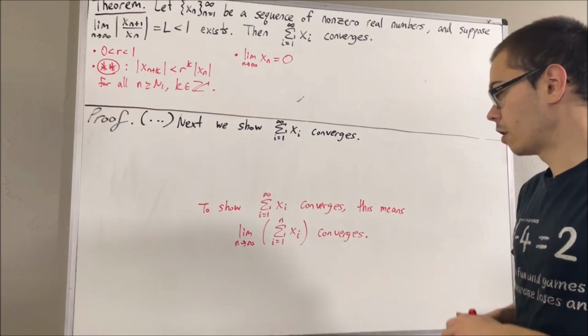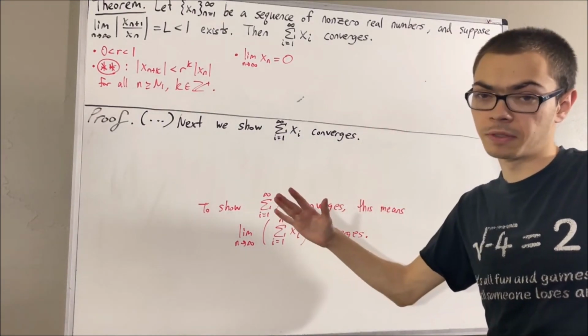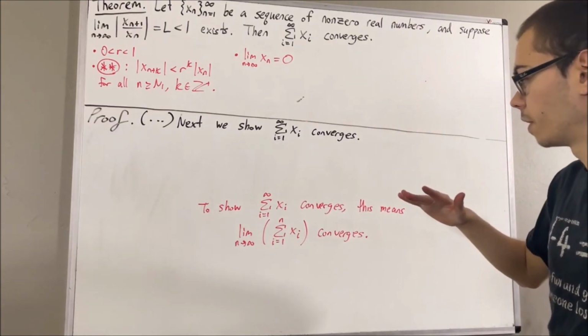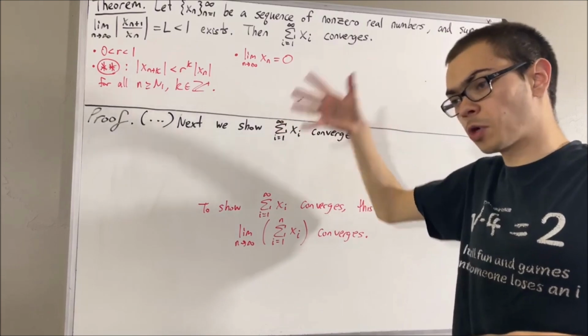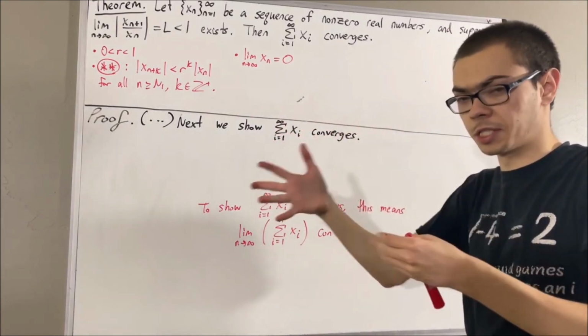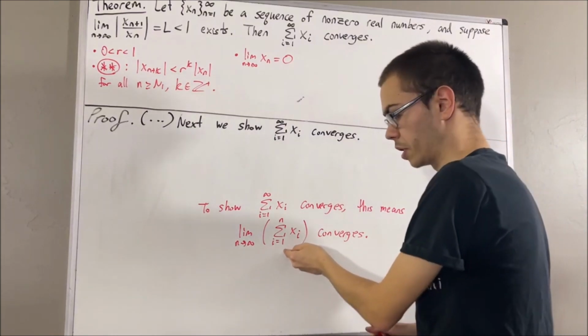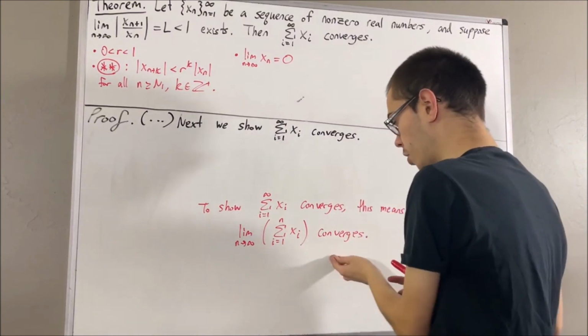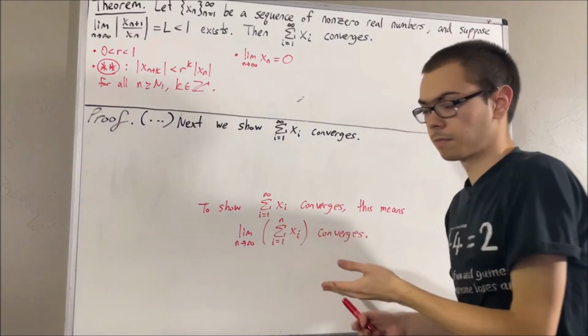So we want to show that this sequence of partial sums has a limit. Well, to do that, what we can do is prove that this sequence is a Cauchy sequence. Because if you recall, given any sequence of real numbers, that sequence is a convergent sequence if and only if it's a Cauchy sequence. So we're just going to show that this sequence is a Cauchy sequence. That will imply that the sequence converges, which means that the infinite series converges.